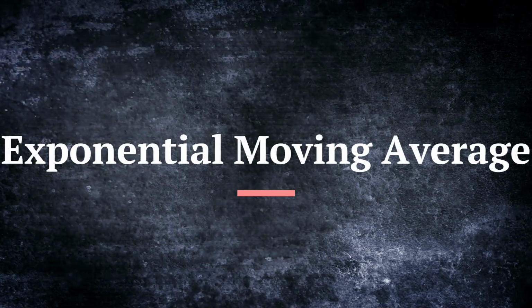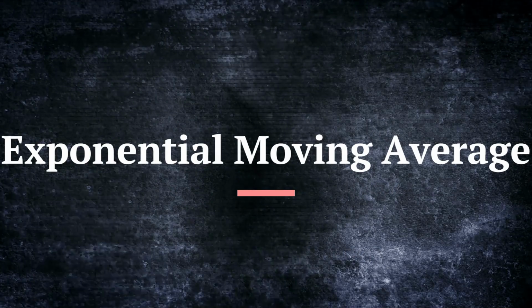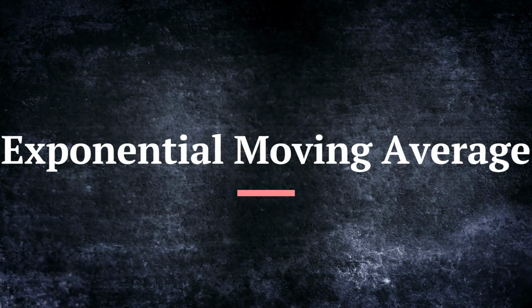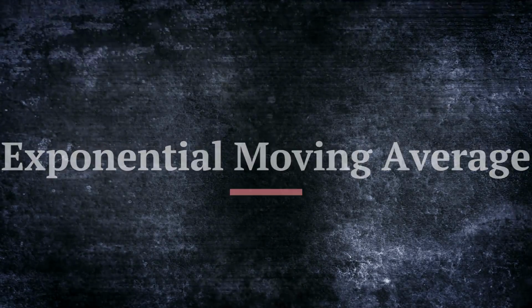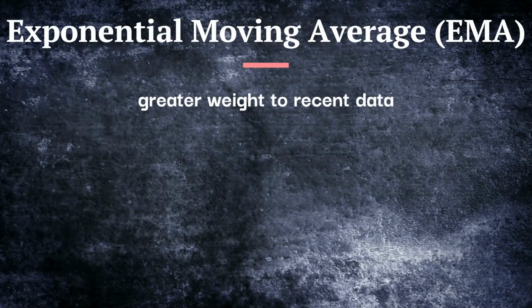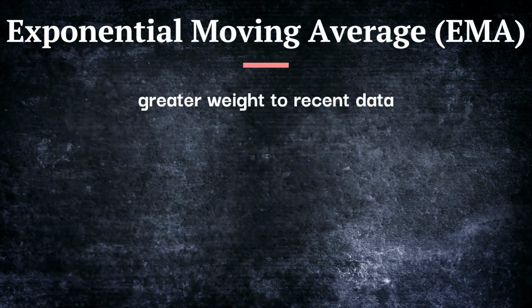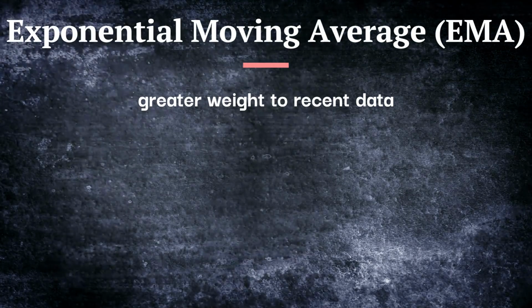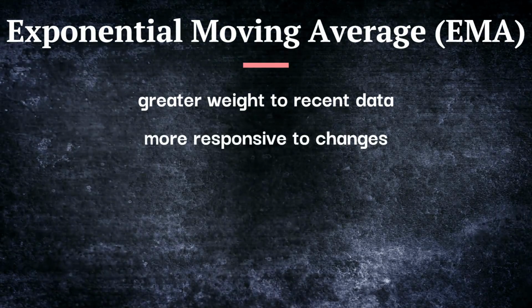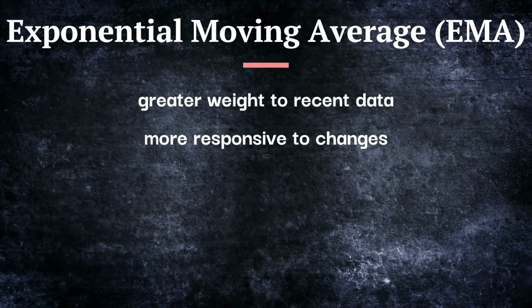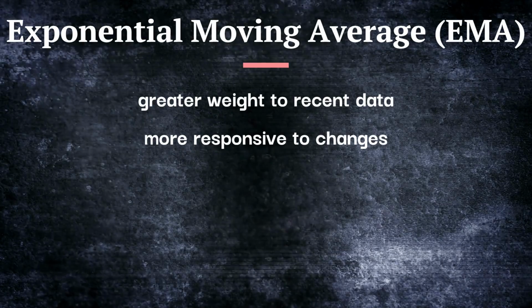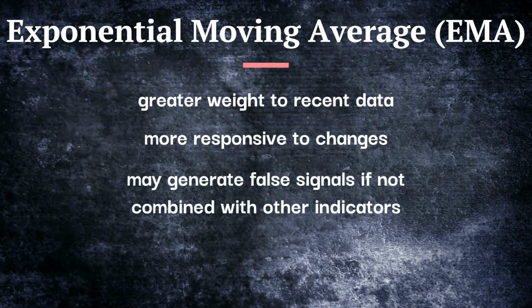The exponential moving average, or EMA, is a type of moving average that places a greater weight on the most recent data. This means that it is more responsive to recent price changes. Unlike the simple moving average, which gives equal weight to each data point in the calculation, the exponential moving average assigns a greater weight to the more recent data. This means that the EMA is more responsive to recent price changes, making it a useful tool for identifying short-term trends. However, because the EMA is more sensitive to recent price changes, it can also generate more false signals.